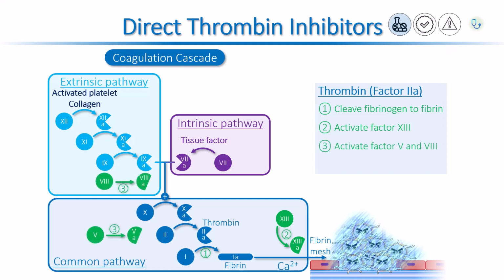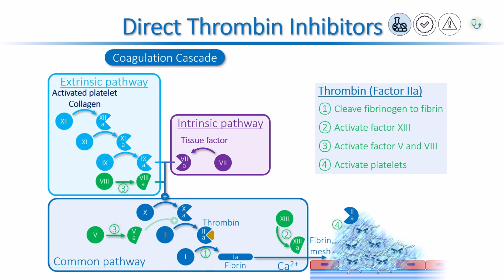Factor 5A is used as a cofactor for factor 10A in the common pathway, and factor 8A is used as a cofactor for factor 9A in the intrinsic pathway. This further increases the speed of the coagulation cascade. Finally, thrombin binds to receptors on platelets, causing them to get activated. Activated platelets change their shape to form tentacle-like arms that allow them to stick to other platelets.